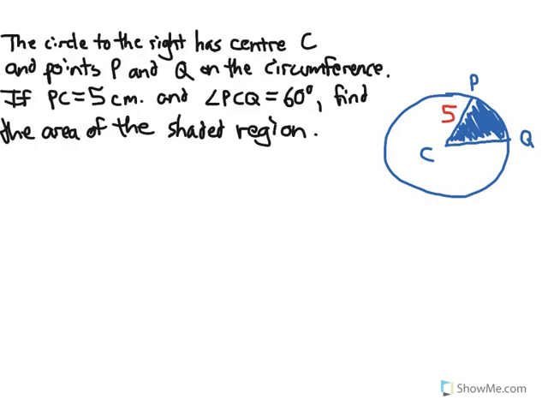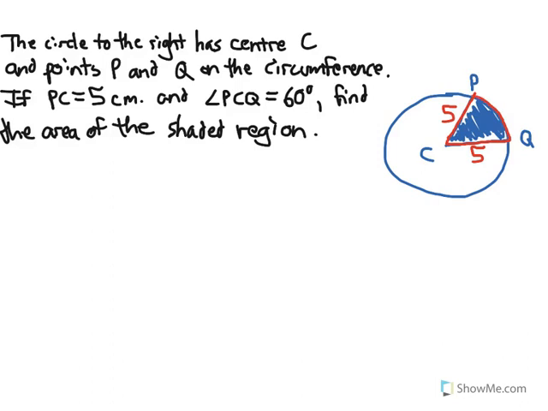Now, we know Q is also on the circumference, so that means Q to C must be the same distance as P to C. We call that the radius. So we can label this 5 as well. Now, PCQ is the angle we know, and we're looking for the area of the shaded region. So that is this piece of the pizza right here that we're looking for.